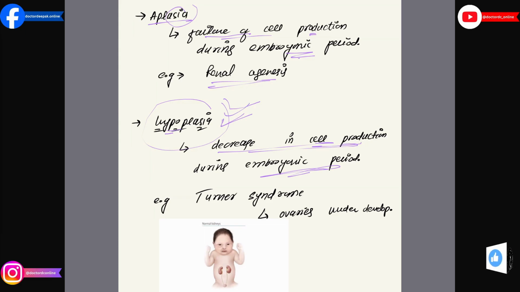So what is an example of hypoplasia? Streak ovaries. Basically, it is a syndrome which is called Turner syndrome, and it only occurs in females who have 45 X chromosome. Normally, there are 46 chromosomes. In the male, we have 46 XY, and in the female, we have 46 XX. So, in Turner syndrome, what happened? There is one X chromosome deletion. Only the female has 45 X chromosome. So, in Turner syndrome, the female has ovaries which are underdeveloped. Those underdeveloped ovaries are called streak ovaries. It means their cell production is decreased.